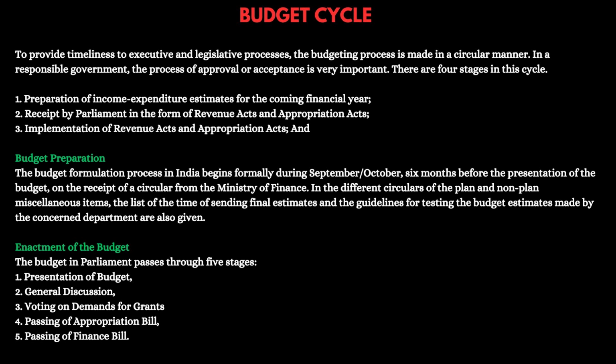Enactment of the budget. The budget in Parliament passes through 5 stages. 1. Presentation of budget. 2. General discussion. 3. Voting on demands for grants. 4. Passing of appropriation bill. 5. Passing of finance bill.